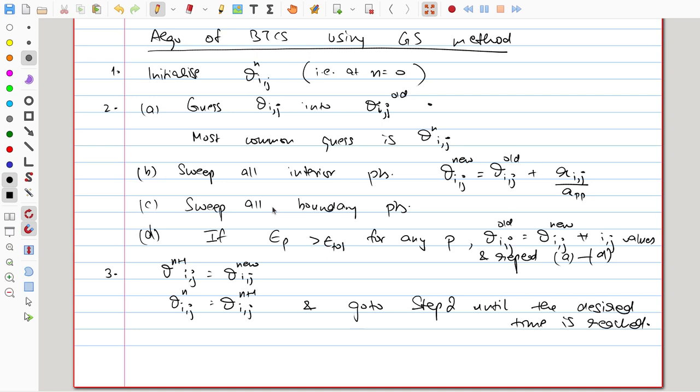And then in step number 3 you repeat time steps until you get the time that you want to reach. So if you want to reach t equal to, let's say, t1, then you would do lots of time steps until you reach that time. Okay. So please try to think about it.